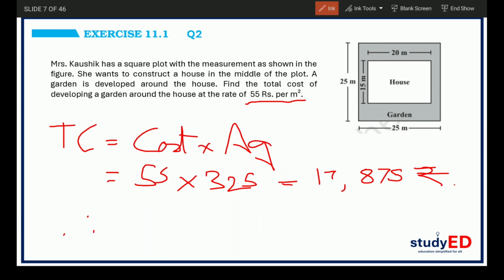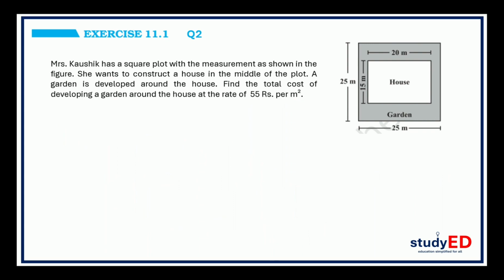So the total cost of developing a garden around the house is going to be rupees 17,875. I hope you guys got this question as well. Let's now move on to the next one.